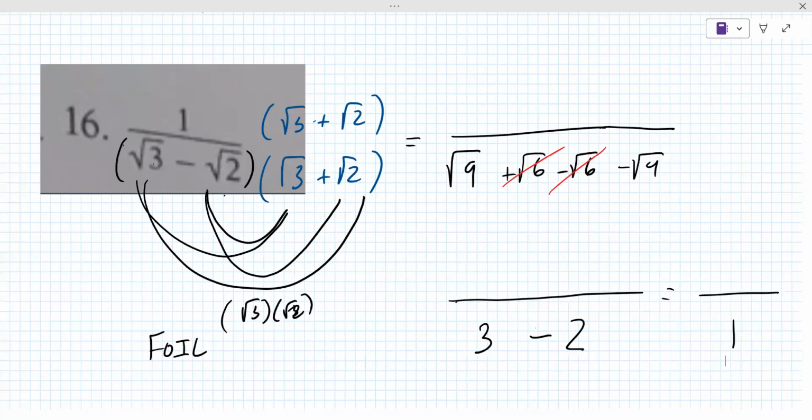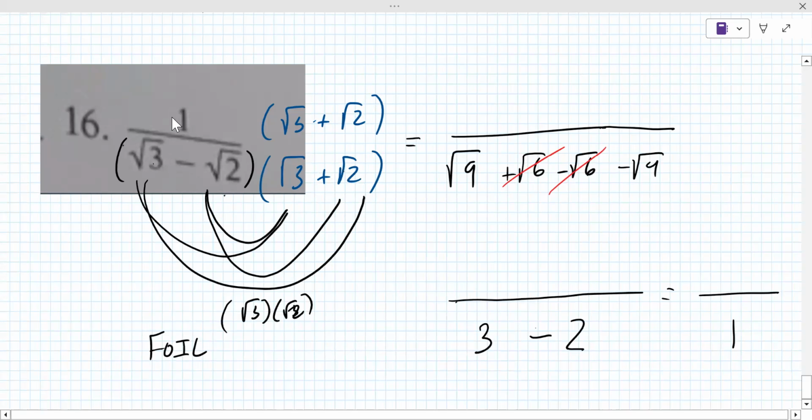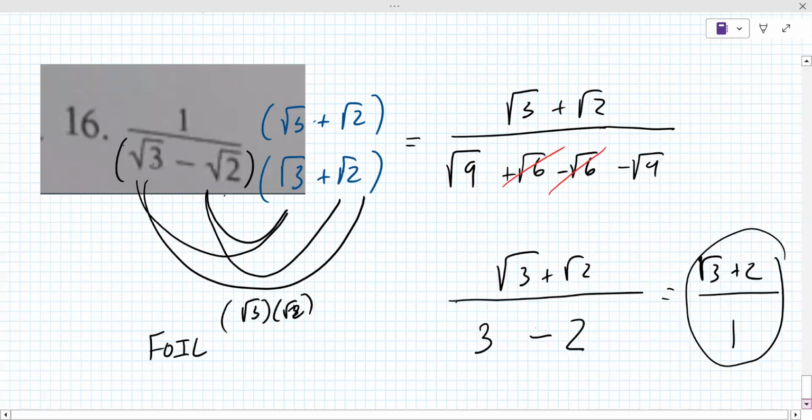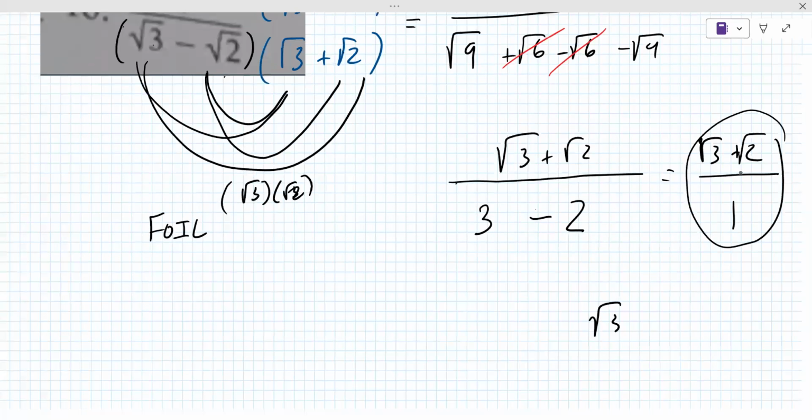Everything we just did was all for the bottom. Now in the top, there's not much to do. There's this 1 times square root of 3 plus square root of 2. If you multiply by 1, does it change anything? No. So those just keep coming along for the ride. So your final answer is the square root of 3 plus the square root of 2. You don't have to write the division by 1. Okay, let's take a look at number 17.